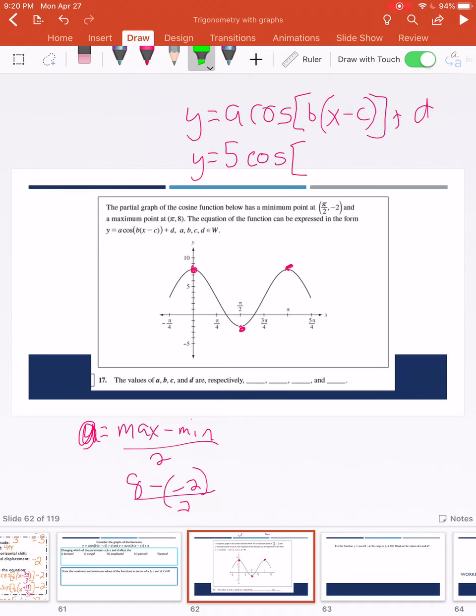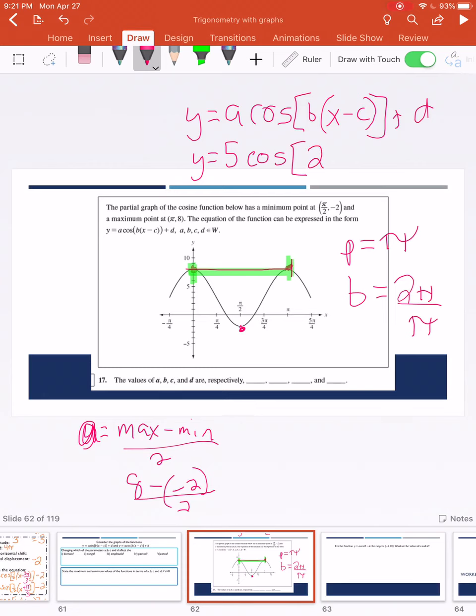My b value, I need to figure out the period of a graph. So here I'm at the maximum and go to the maximum. So my period is pi, right? Because I've traveled pi units along the x-axis. So if my period is pi, my b value is 2 pi over pi, which gives me a b value of 2. And again, there is no horizontal shift, so this question is fairly easy.